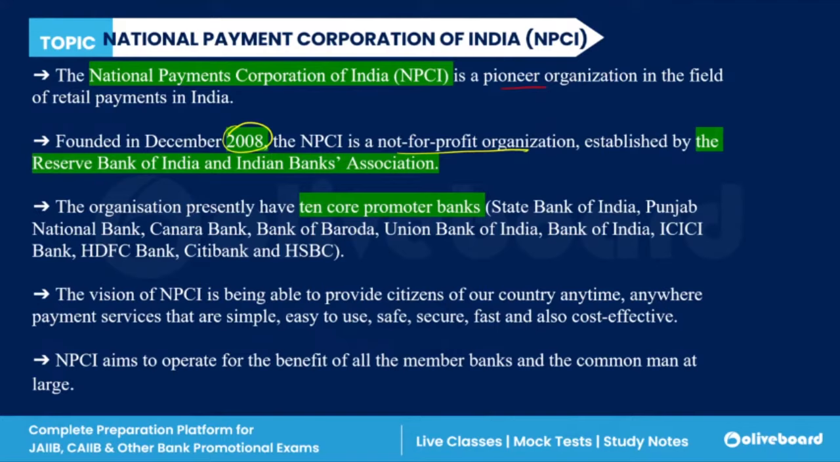So what are these 10 core promoter banks? There is State Bank of India, Punjab National Bank, Canara Bank, Bank of Baroda, Union Bank of India, Bank of India, ICICI Bank, HDFC Bank, Citibank, and HSBC Bank. So these are the current 10 promoters of the National Payments Corporation of India.